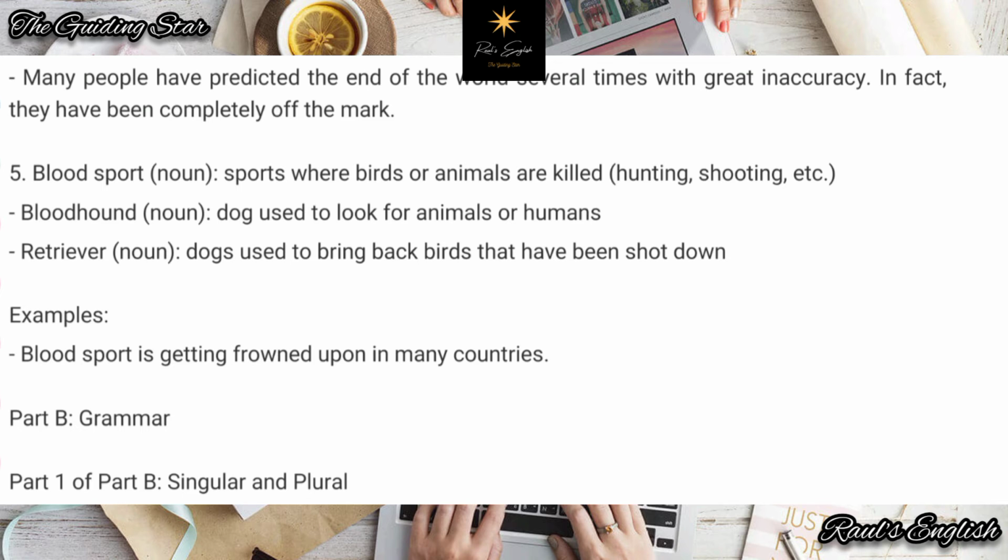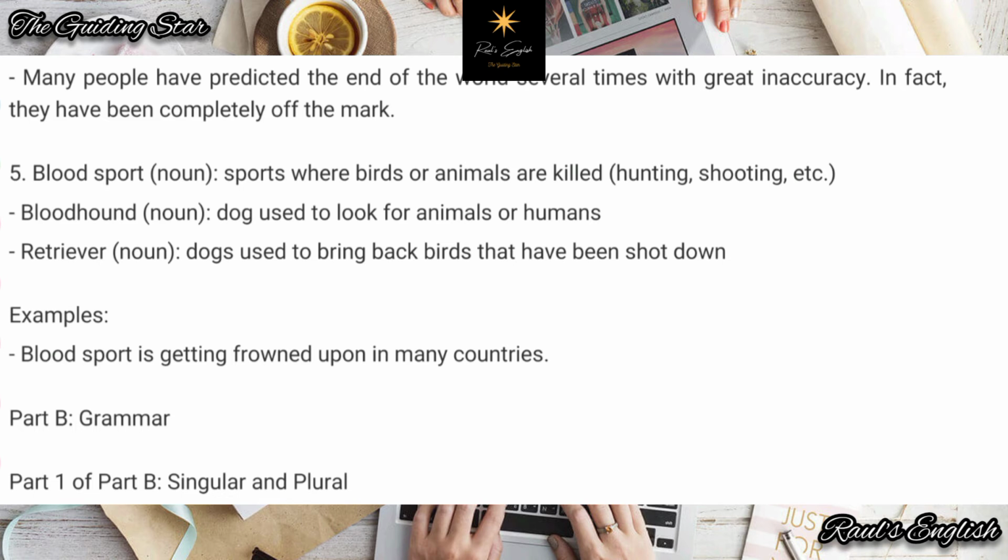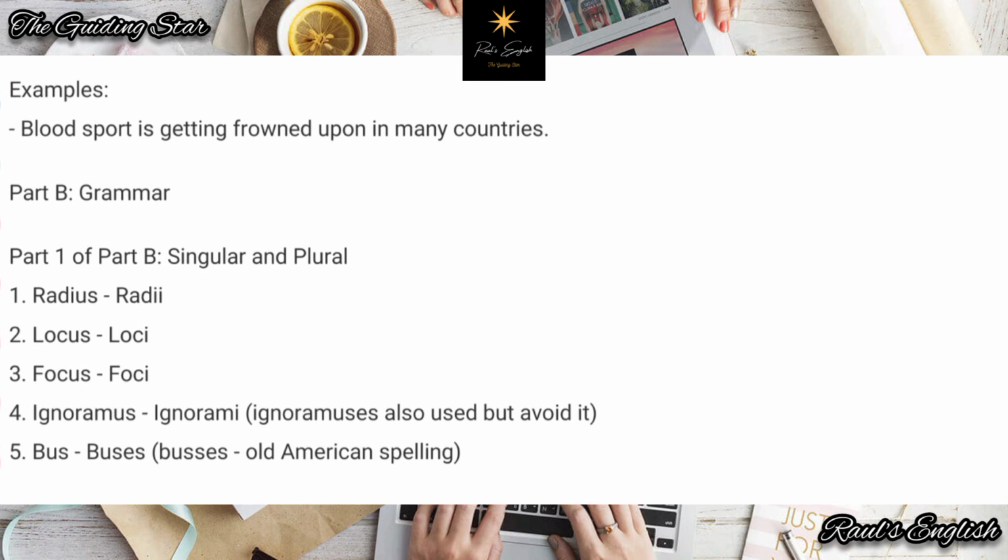All right, for example: blood sport is getting frowned upon. It's getting frowned upon in many countries. Many governments, many people across the world are frowning upon blood sport. All right, let's go on to part B, grammar.